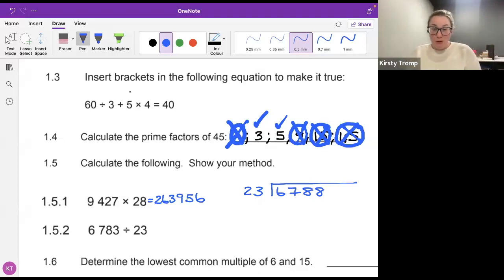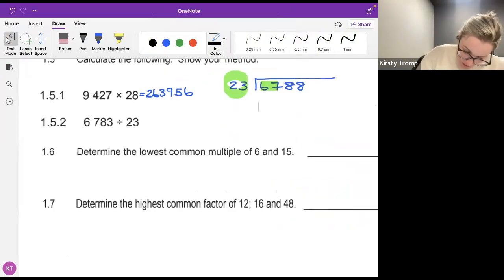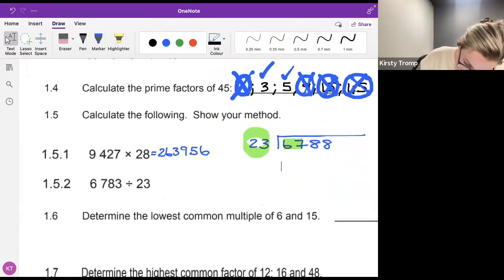All right. So the first thing I need to do is divide. So I say to myself, can 23 go into 6? Well, I know that it definitely can't go into 6. But can it go into 67? Well, 23 can go into 67. 23 plus 23 gives me 46, okay? Plus another 23 will give me 69. So it won't go in 3 times, but it definitely will go in twice. So it'll go in twice, so that's my divide.